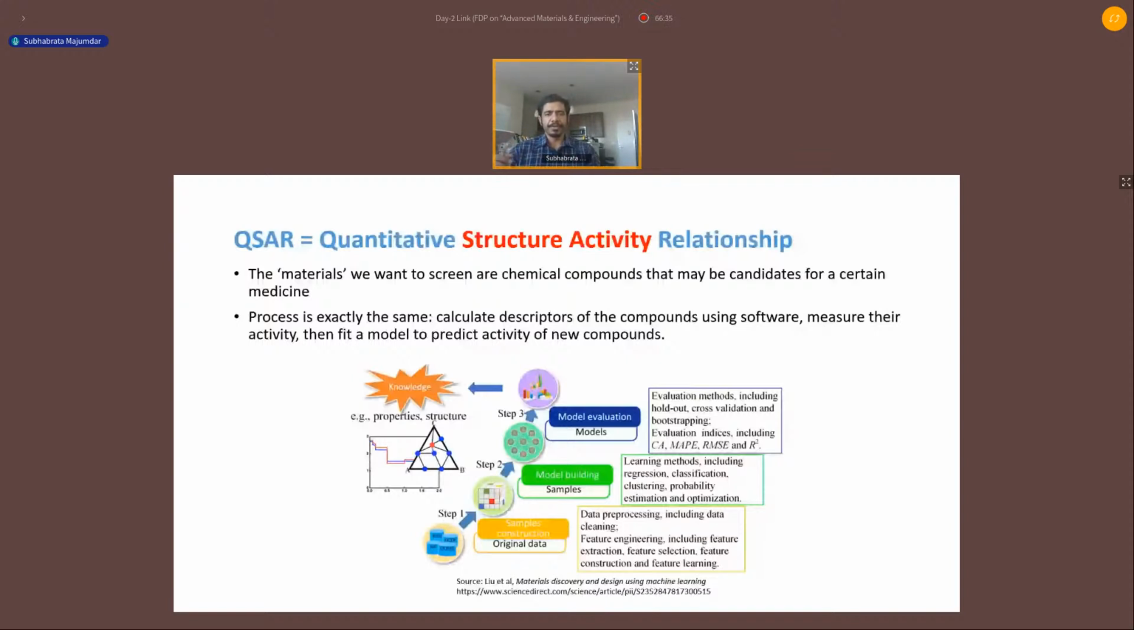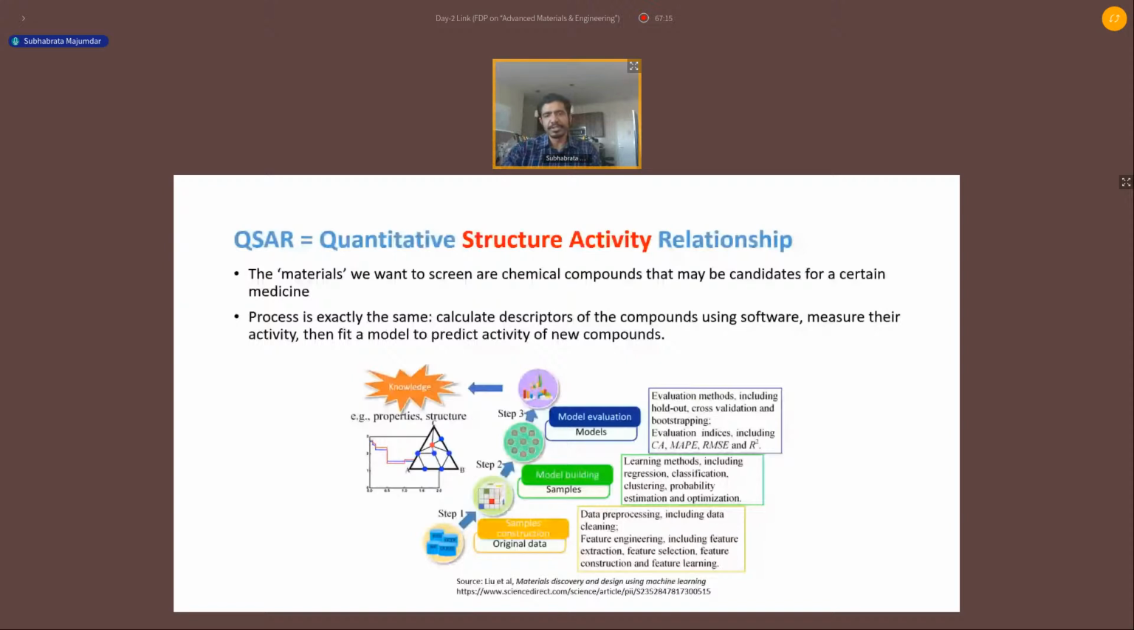You may compute a bunch of chemical descriptors, the inherent property descriptors, structural descriptors, using these softwares, measure the activity of these compounds and try to fit a model on those activity and structure to find out the activity of new chemical compounds that you had not used to build your model. So the structure is like this. This is kind of the original data from which you build samples, and then you see whether the sample is good enough before you try to predict for new compounds.